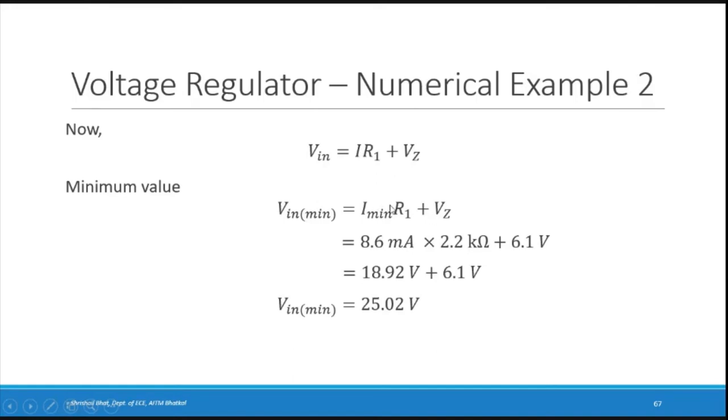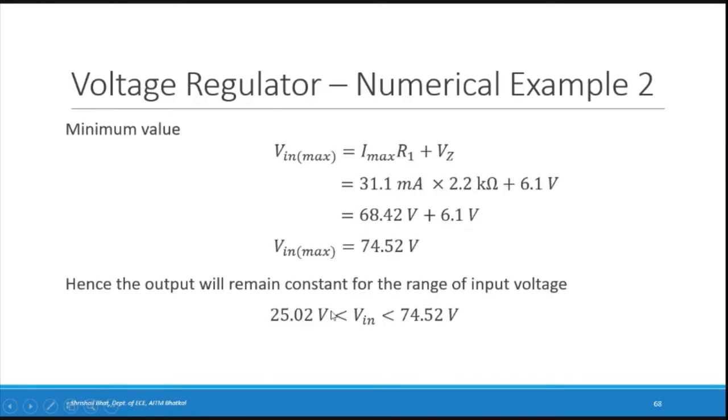You have obtained I min as 8.6 milliamps, and R1 is given as 2.2k. If you multiply these two, you'll get 18.92. Since it is the product of current and resistance, that is a voltage, 18.92 volts. Plus the Vz, which is given as 6.1. If you add them, you'll get 25.02 volts. You can check this: multiply and see whether you get 18.92, and add it to 6.1. You'll get 25.02. That is the minimum value of our input voltage.